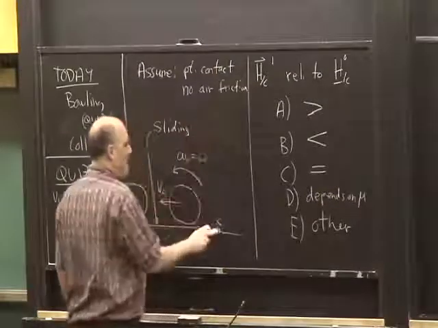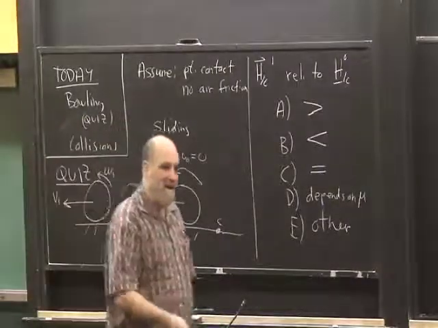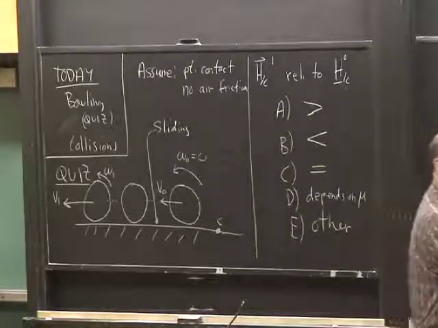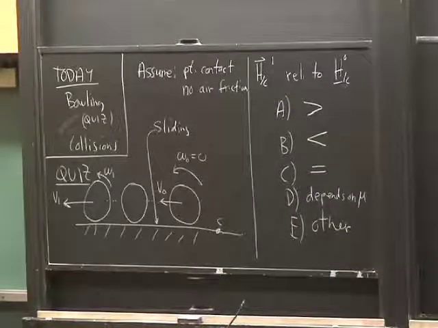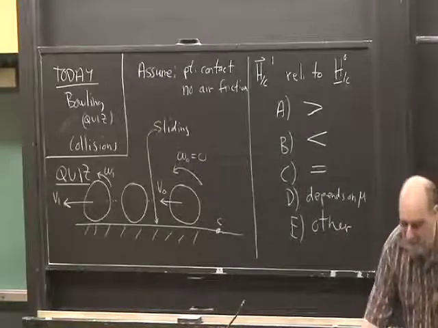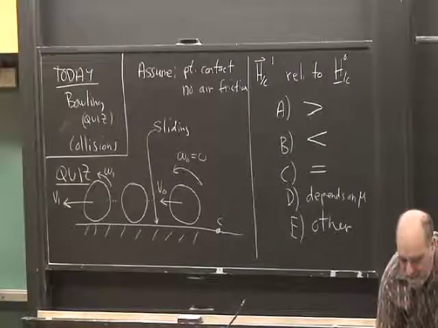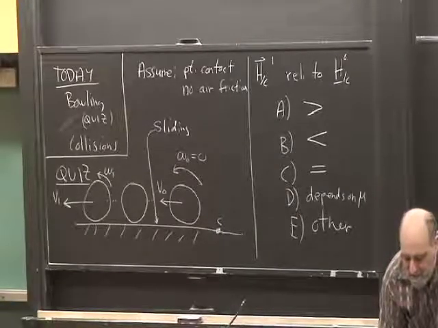And the question is, if we look at the angular momentum relative to this point C, and let's take our angular momentum to be positive in this counterclockwise direction, after the ball ends up rolling, is the angular momentum bigger at 1 than it is at 0? Is it less? Is it equal? Does it depend on the coefficient of friction? Or is there something ill-posed about the problem, something else going on? You have a couple minutes to work on it, and you can talk to each other about it.